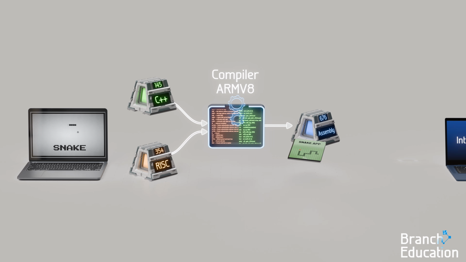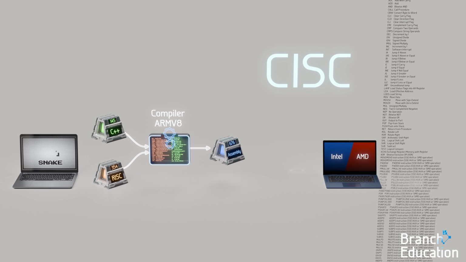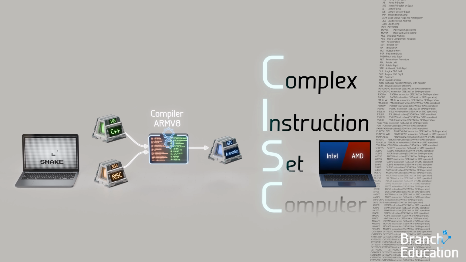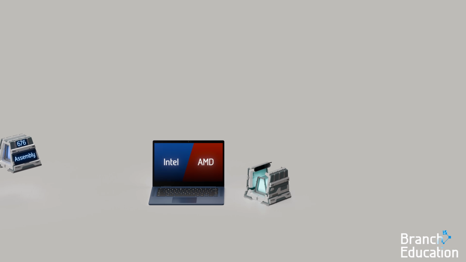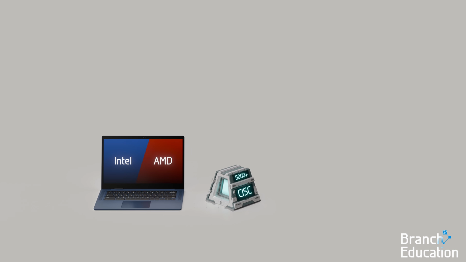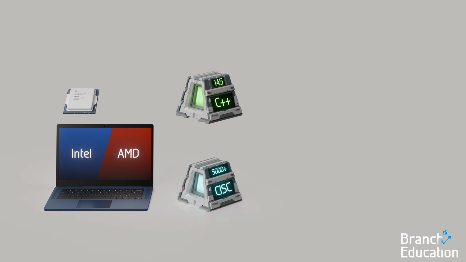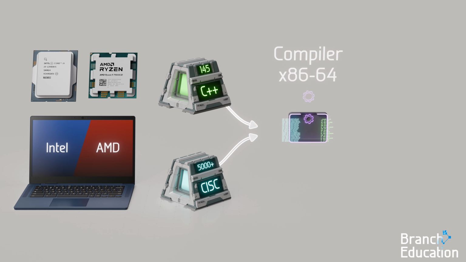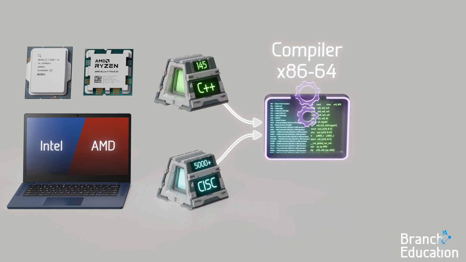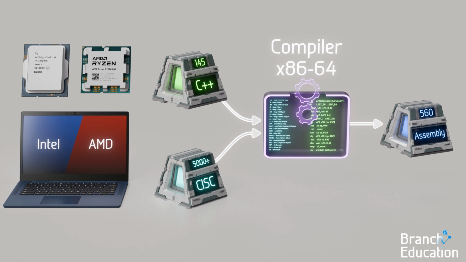The other common architecture found in Intel and AMD chips is called CISC, or Complex Instruction Set Computer, and is composed of thousands of different possible instructions. For example, here's the equivalent Snake program that is compiled to run on an Intel or AMD chip using CISC and x86 64-bit instructions, and you can see it's only 560 instructions now.